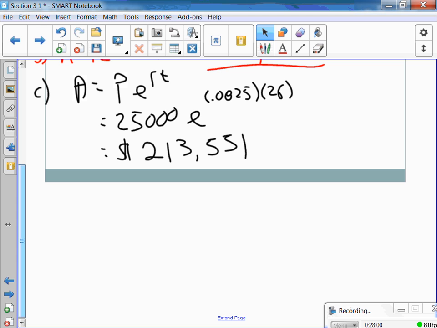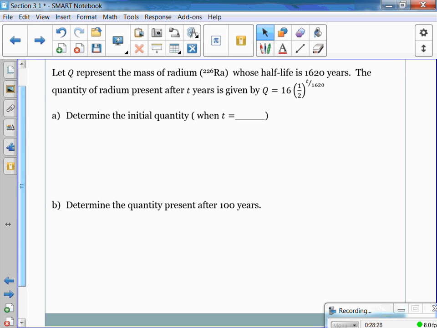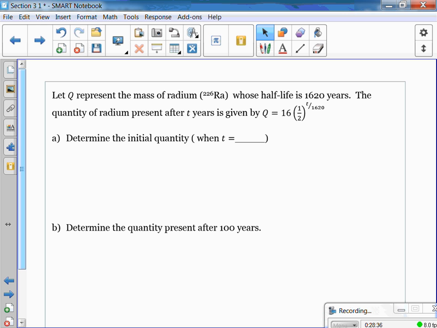Another nice application with the interest, well, that one's with our interest, but another one that you see quite a bit for you science people, dealing with carbon dating or radioactive isotopes, half-lives. So here we'll let Q represent the mass of radium, the isotope 226, in grams, whose half-life is just a short one, 1,620.